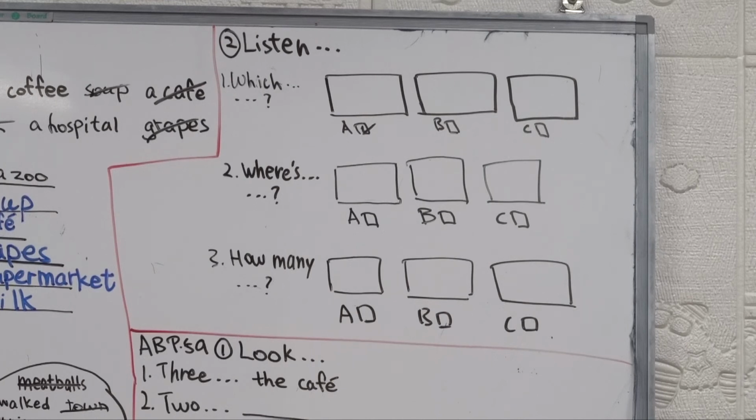Number 2. Where's the shop? I'm thirsty. Is there a shop at the cinema? I want to buy a drink. Yes, there is. It's on the first floor. Okay, I'm going to buy a drink. Do you want anything? No, thanks.